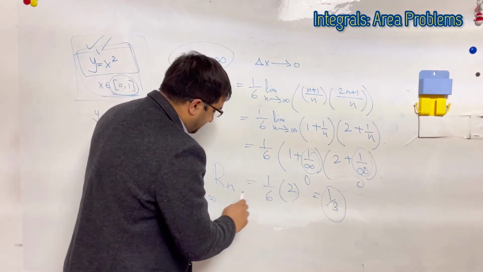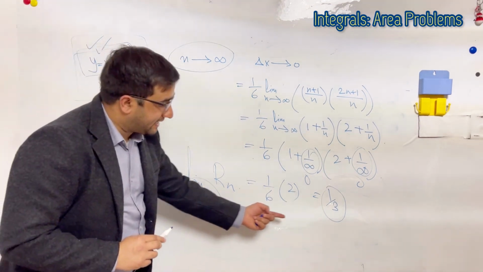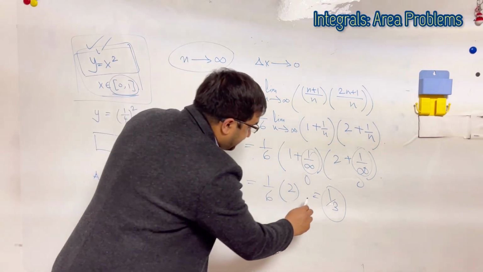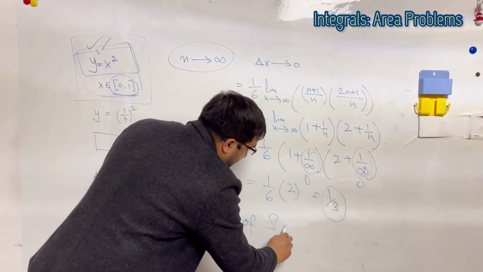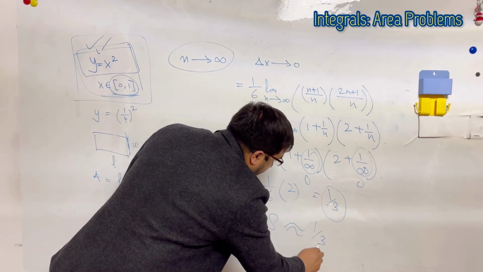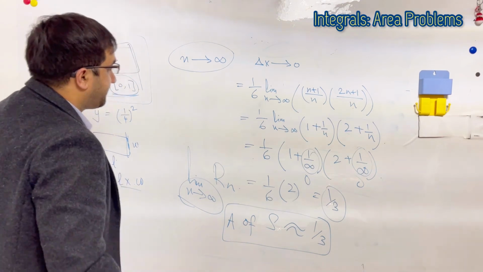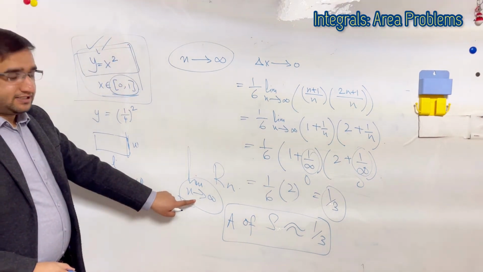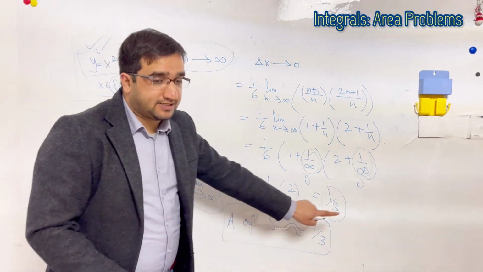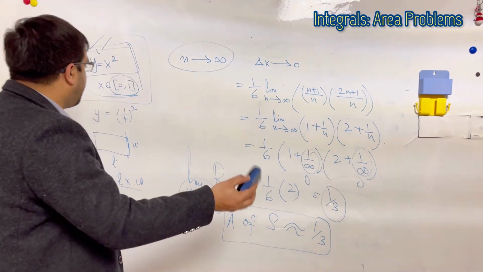But again, this shows that this is an approximation. So it is not an exact answer. So you can say that the area of the region S is approximately 1 by 3. Because it's not exactly infinity, this is approaching infinity. If everything is approaching, not exactly, this means that it approaches 1 by 3, but not exactly 1 by 3.